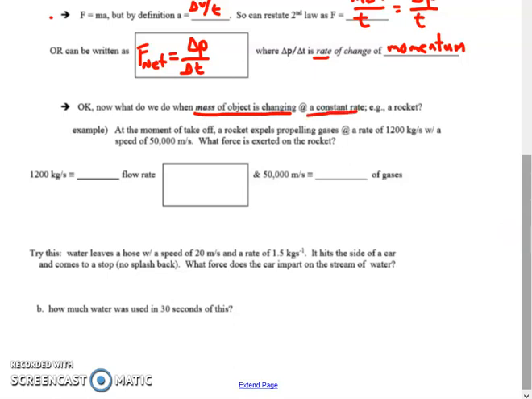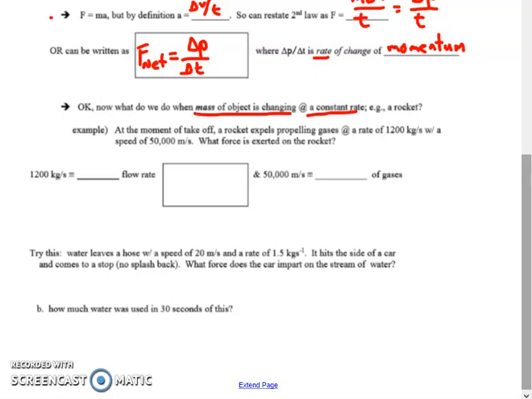So the classic example is a rocket. A rocket takes off and it starts ejecting mass out of its bottom, and it does it usually at a constant rate. So if we know something about the rate at which it's changing mass, we can understand how much force it is exerting in that case. So let's look at a new example. We're going to introduce a new concept called mass flow rate, but it shouldn't be too hard.